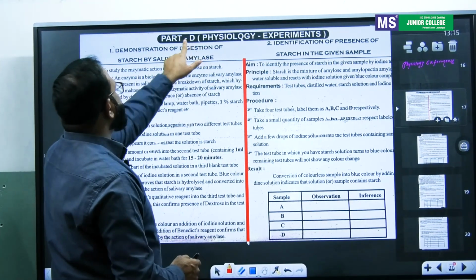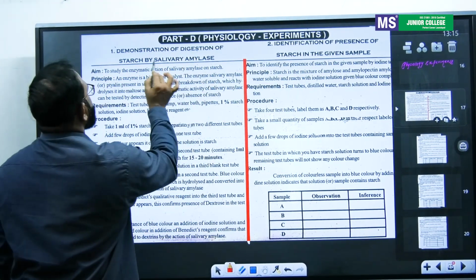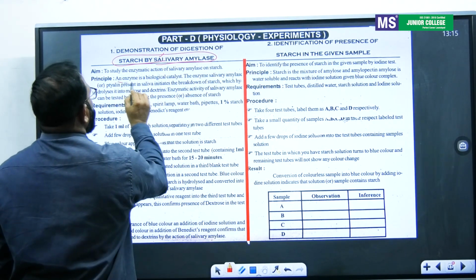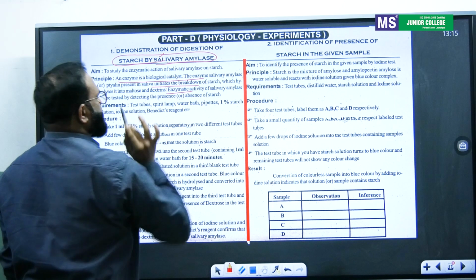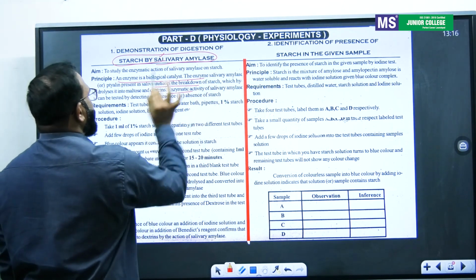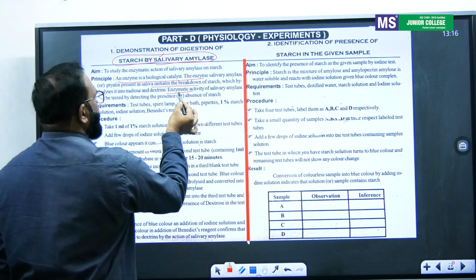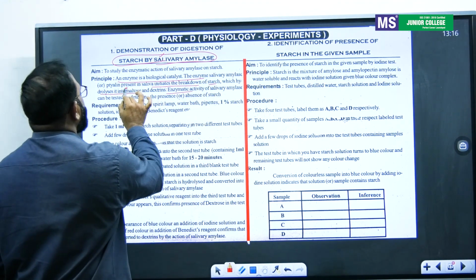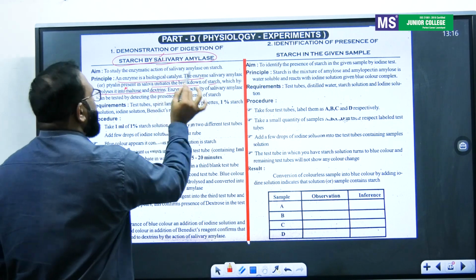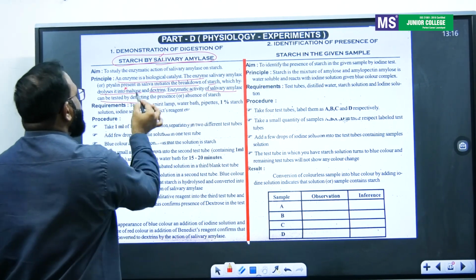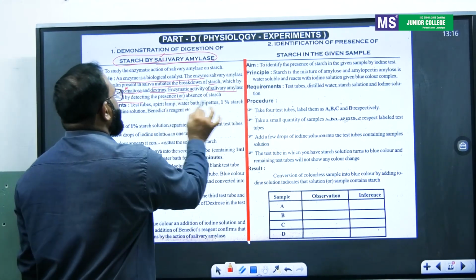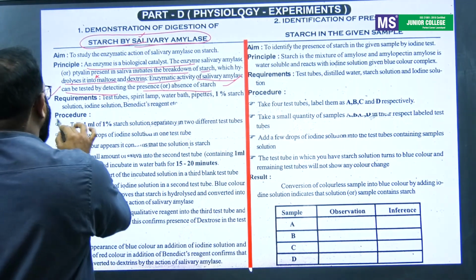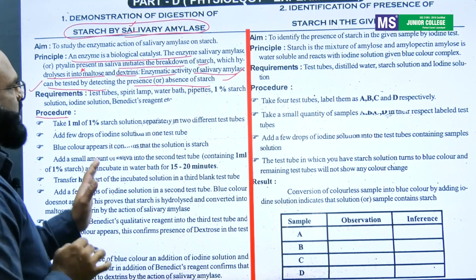Yes, I took it. This is a demonstration of digestion of starch by salivary amylase. Principle: students, it is compulsory that you write this principle. The enzyme salivary amylase present in saliva breaks down the starch. It hydrolyzes it into maltose and dextrins. Enzymatic activity of salivary amylase can be tested by detecting the presence or absence of starch. And next, apparatus or requirements, procedure and result.